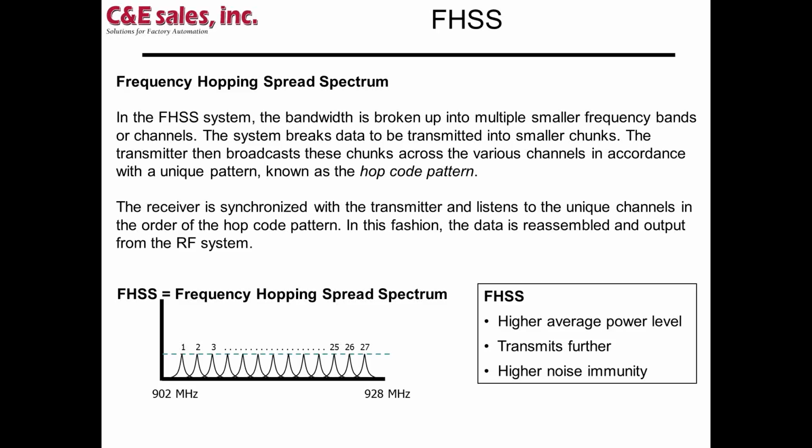But frequency hopping spread spectrum gives you high average power level, transmits further than other wireless protocols, and it's higher in noise immunity because obviously you're skipping around in these frequencies. So if there is a noisy area, it has the ability to skip those bands of frequency.